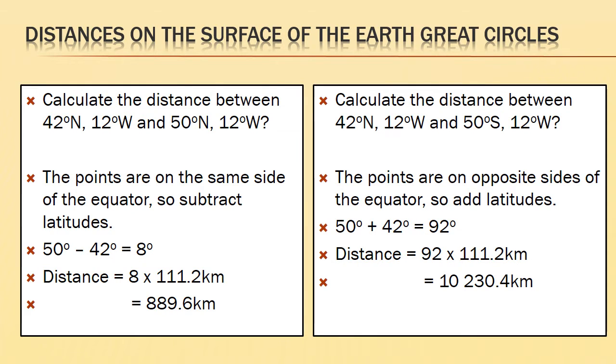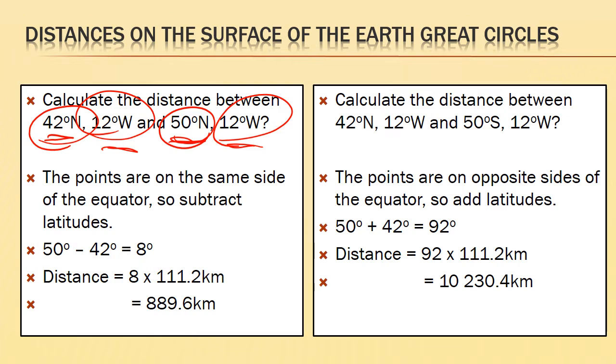So let's have a look at a couple of examples. Calculate the distance between 42 degrees north, 12 degrees west, and 50 degrees north, 12 degrees west. The first thing we want to notice is that we're traveling on the 12 degrees west, and we are traveling along the same side of the equator. We're traveling from north to north. We are traveling on a great circle, so we're just going to look at the difference between the 50 degrees north and the 42 degrees north.